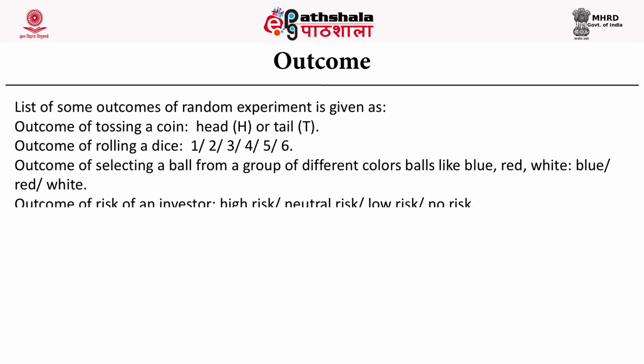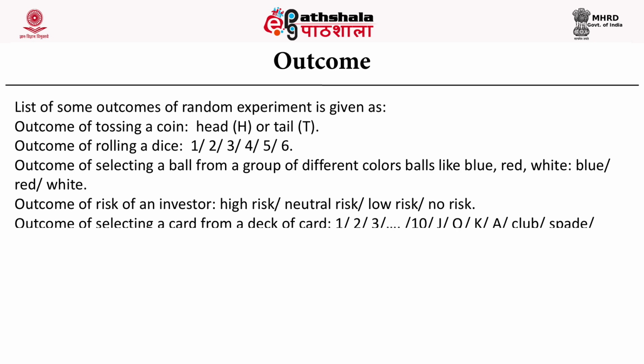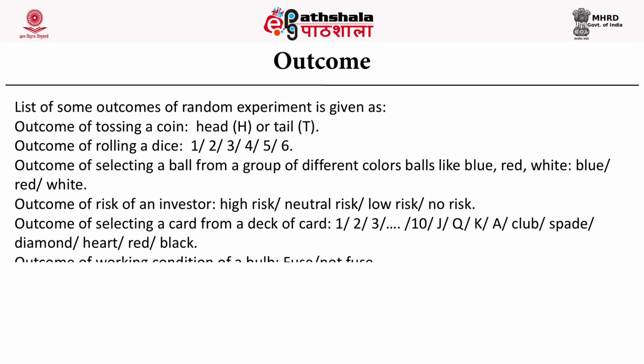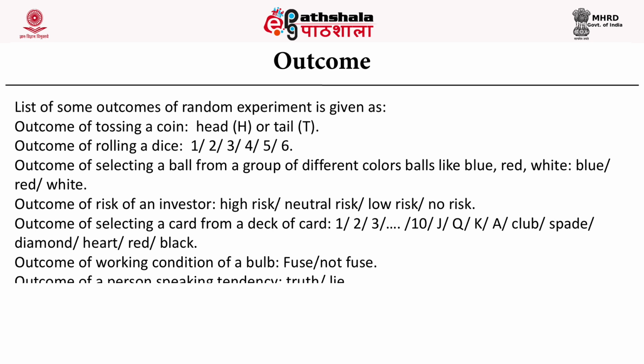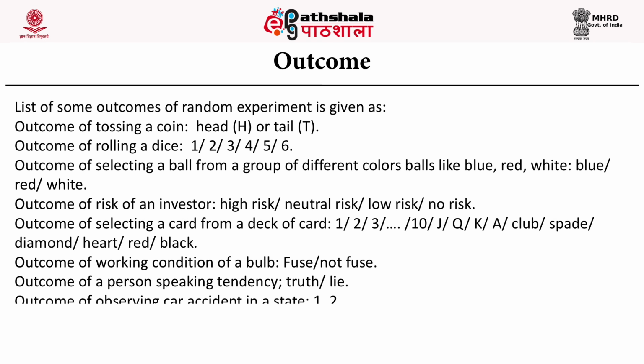Outcome of risk of an investor: high risk, neutral risk, low risk or no risk. So these are the possibilities that one can see if an investor invests his money in the market. Outcome of selecting a card from a deck of cards. So we know that there are 52 cards, and so the outcome will be 1, 2, 3 up to 10, J, Q, Jack, Queen, A, club, spade, etc.